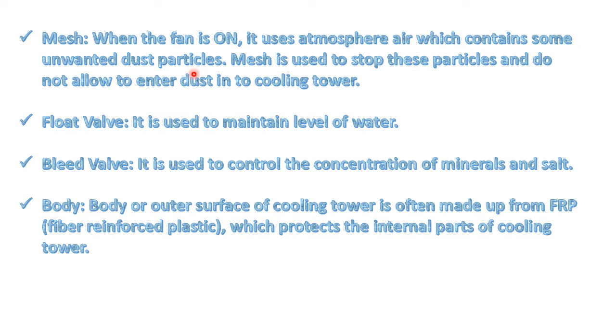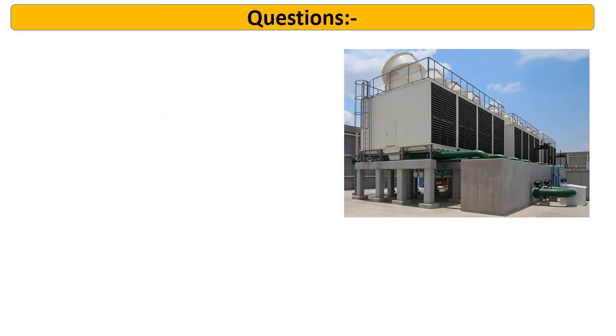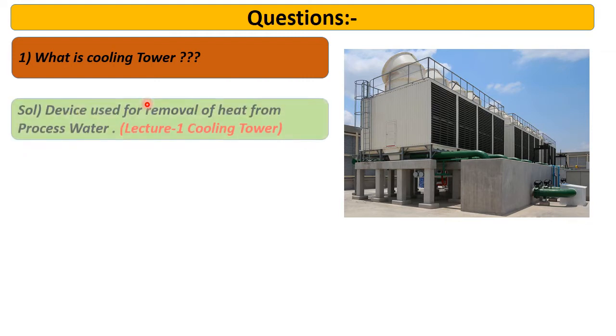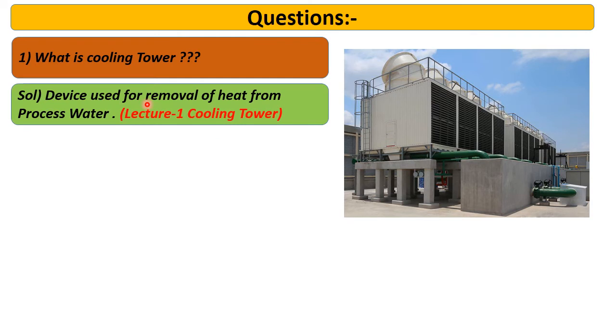Now from next slides, we will be going for the questions related to cooling tower. So friends, my first question is, what is cooling tower? As I have told you earlier, cooling tower is basically a device that is used to remove heat from hot water, or basically used to remove heat from process fluid. Device used for removal of heat from the process water or fluid.